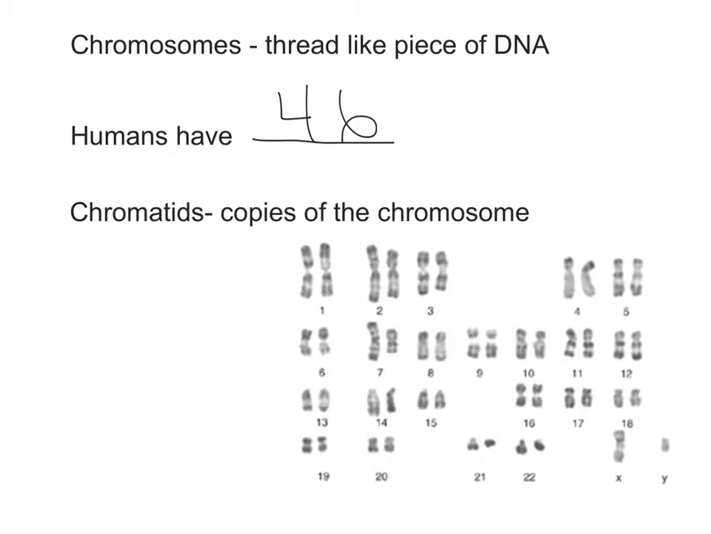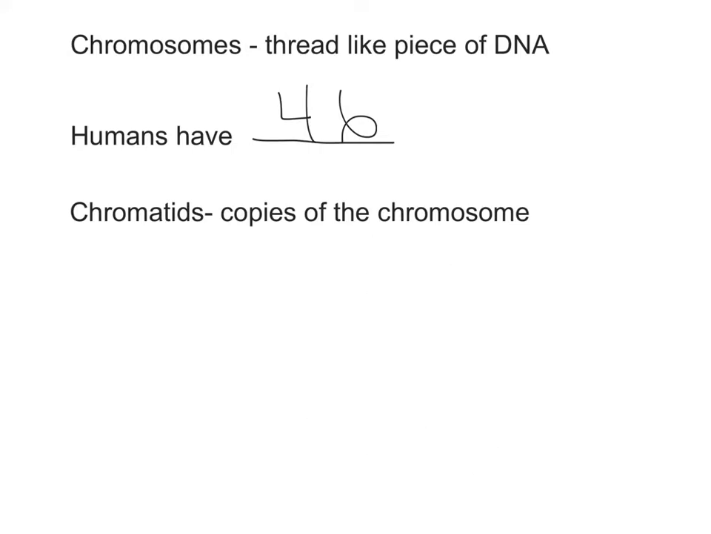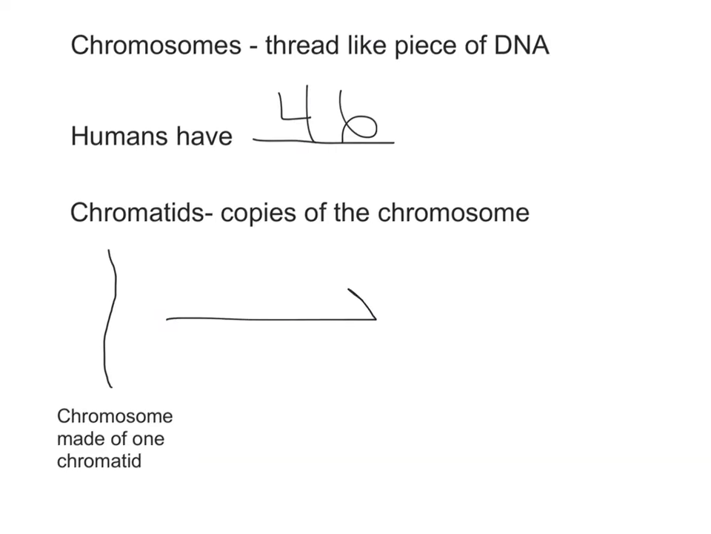Chromosomes can be made of chromatids, which are just the copies of the chromosome. So sometimes we have chromosomes that are made of a single copy, or chromatid. And so here we have a chromosome made of one chromatid. Cells are going to go through replication, at which time they're going to make a copy of that chromosome or chromatid.